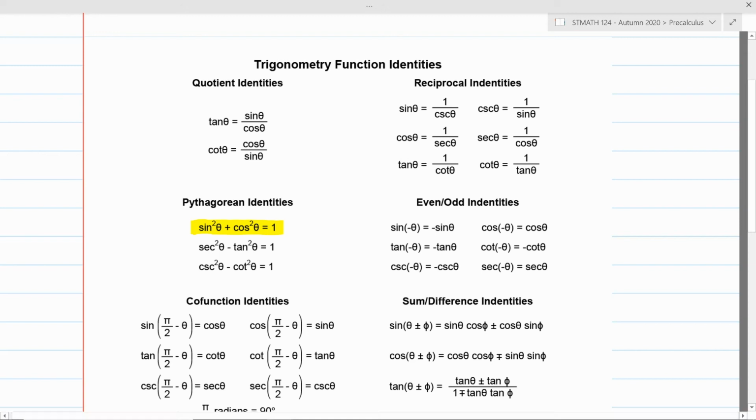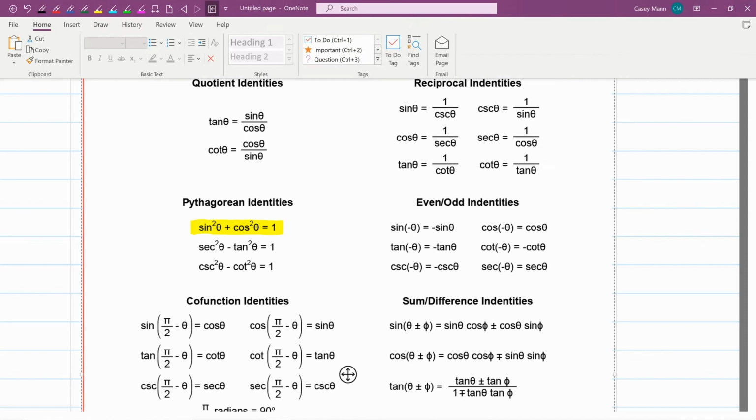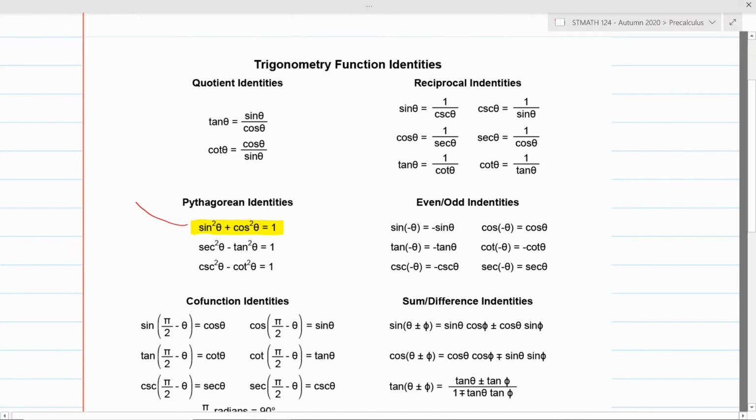Probably the other two committed to memory also, but if you ever forget the other two, you can always rederive them. As long as you remember sine squared plus cosine squared equals 1, you could divide both sides by cosine squared, and you'd get sine squared of theta over cosine squared of theta plus 1 equals 1 over cosine squared of theta. But that's the same as tangent squared of theta plus 1 equals secant squared of theta, which is the second identity right there. So if you ever forget the second one or the third one, you can reobtain it just by dividing by either sine squared or cosine squared.